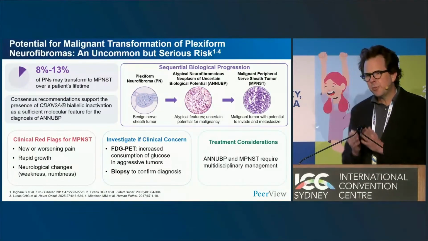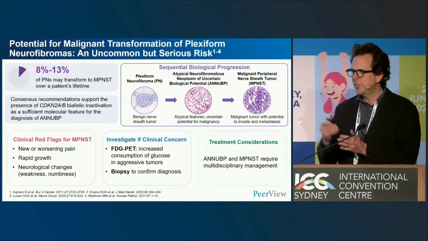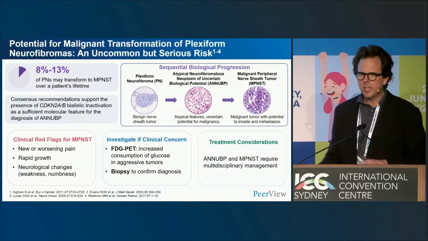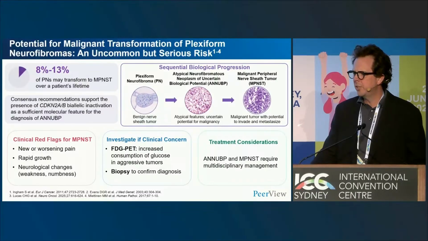And so these predictable genetic changes which occur from the benign lesion to the atypical lesion through to the malignant lesion is something we're trying to better understand and where there are opportunities for therapeutic intervention.